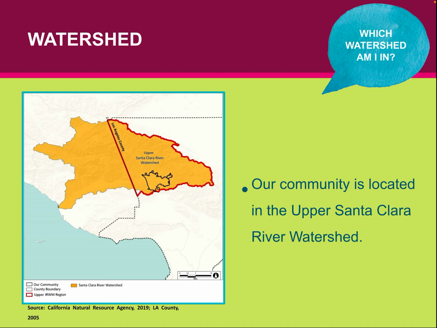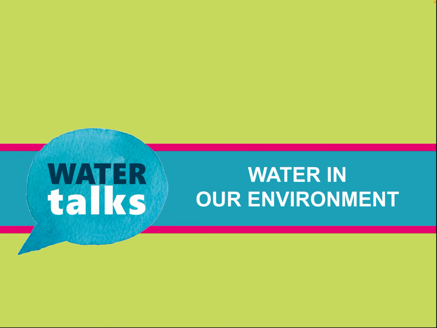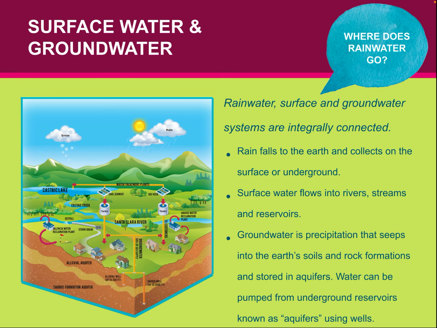As you can see, the red area outlined in the map is the Upper IRWM region, which we discussed a couple of slides ago. Within this region, the little black area within the bigger red outline is the Upper Santa Clara River area of Santa Clarita. So the black outline is Santa Clarita, the red outline is the Upper Santa Clara River watershed. Santa Clarita is within that area.